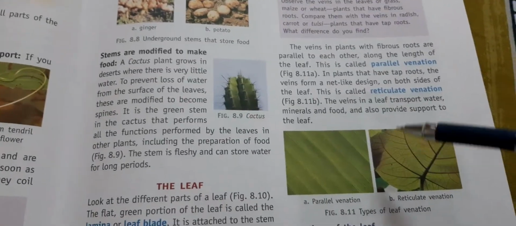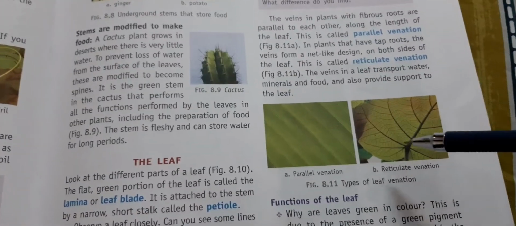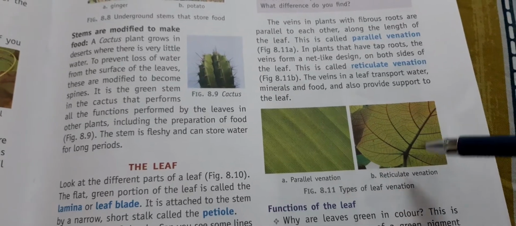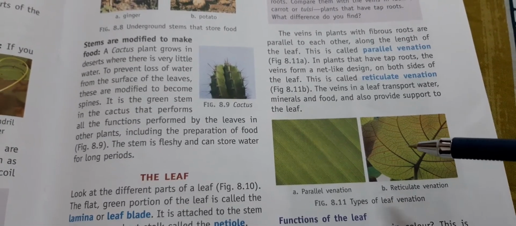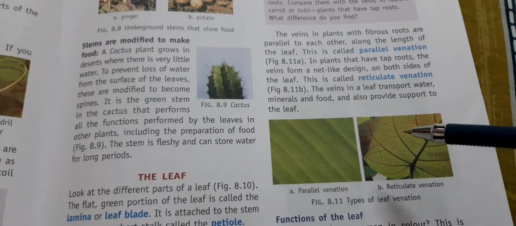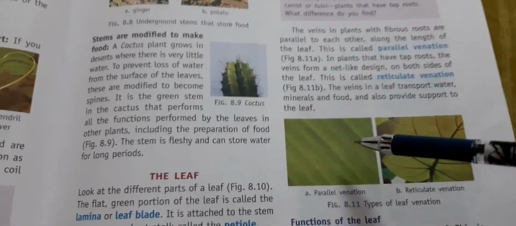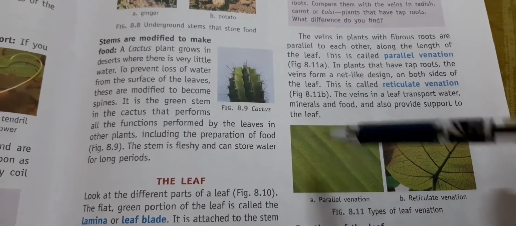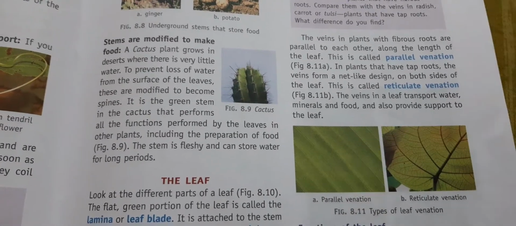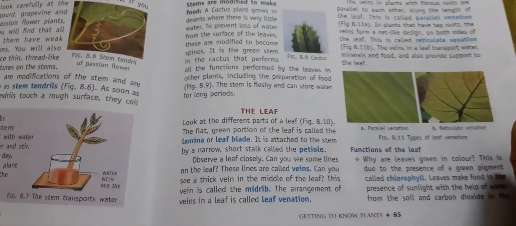In the last video we also studied venation. The arrangement of veins on the leaf is called venation. The kind of venation in which the veins form a full network is called reticulate venation, and the kind in which there are parallel veins is called parallel venation. We had also studied the functions of the leaf.